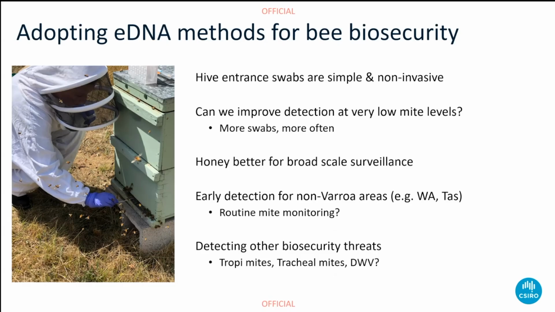And then something else that I really want to see this expanding to is using it for broader surveillance of our bee pests and pathogens. I think there's lots of opportunity to be using it for things other than Varroa. We have already started looking at using hive entrance swabs to detect other mites, so Varroa jacobsoni and Tropilaelaps mites, and seeing some really promising results with that as well. Using these tools more broadly in our biosecurity system, I think, is only going to improve our sensitivity and efficiency.